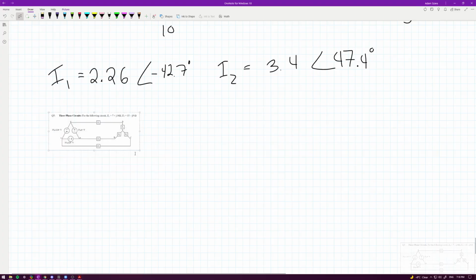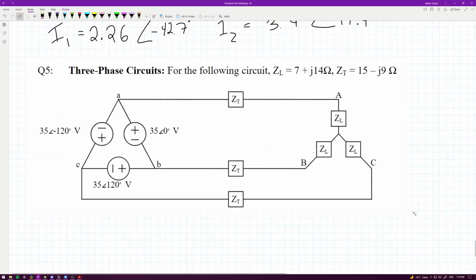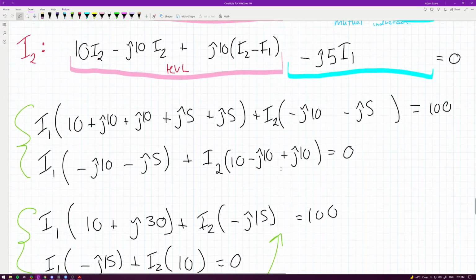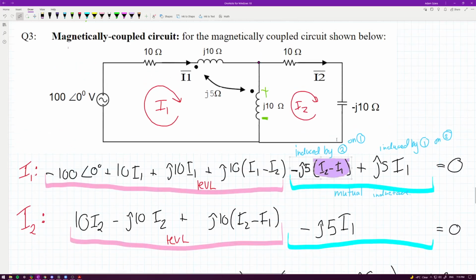Oh, someone said, why is J5 I1 minus I2 negative? Where is J5 I1 minus I2? J5 I1 minus I2 right here. Okay, so first equation, yeah.